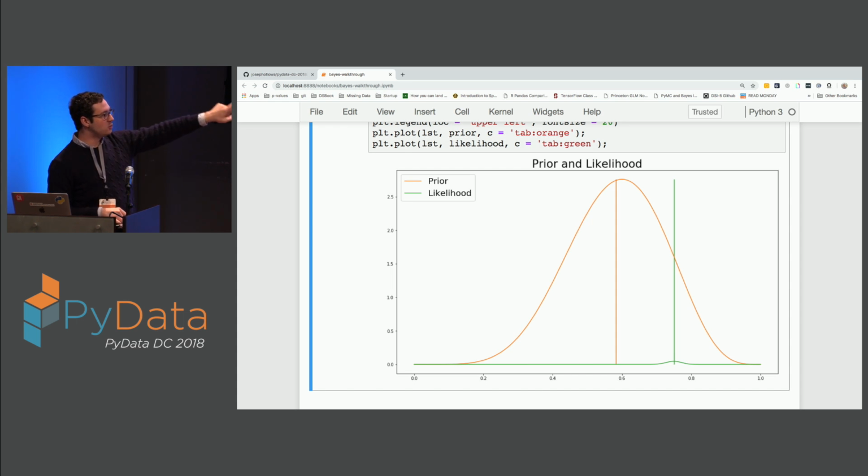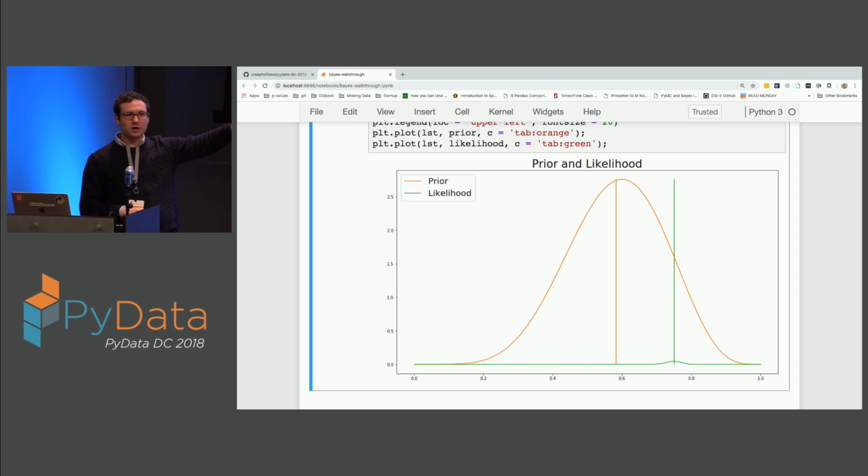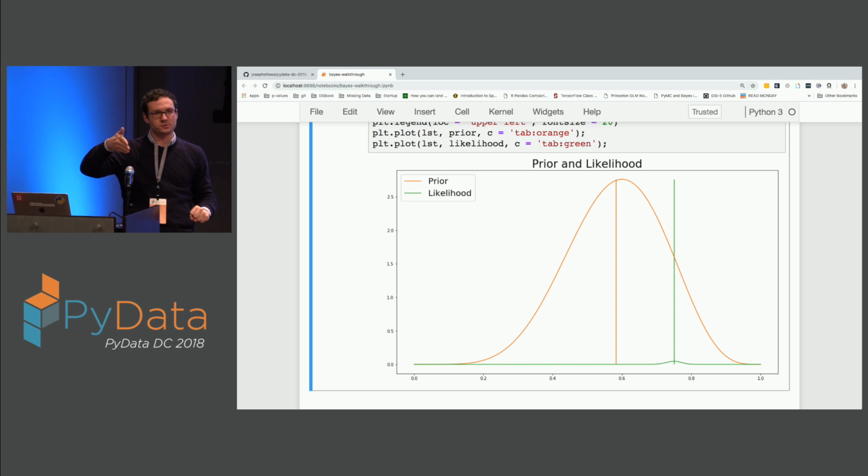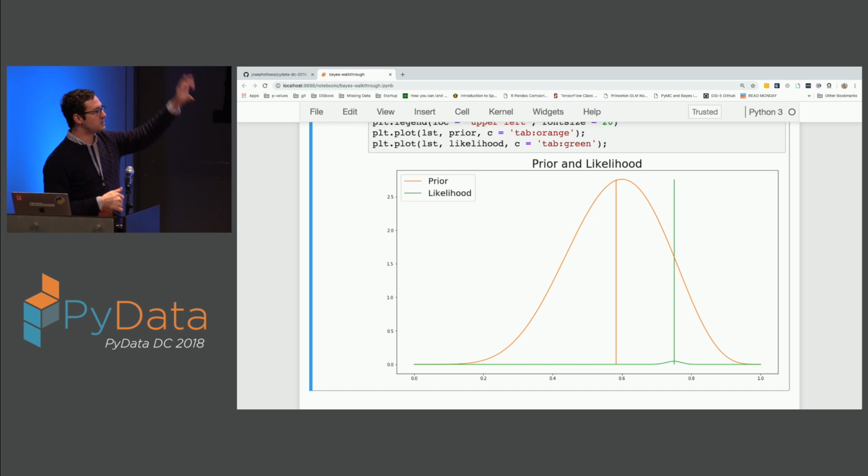Now, the reason that the likelihood looks smaller is that the likelihood here is, and I'm going to gloss over this, technically not a distribution. So it's not going to integrate to 1, or the area under the curve isn't going to add up to 100%. And so because of that, that's why the distribution looks a lot smaller. It's not going to affect any of the work we're doing, but just something to keep in mind. So the important points here are to look at those vertical lines. So the orange line represents the mean of our prior beliefs. The green line represents the mean of our likelihood, or the likeliest likelihood value.